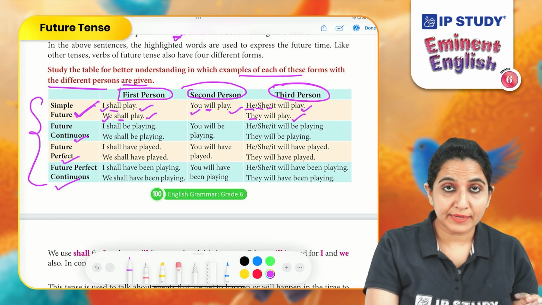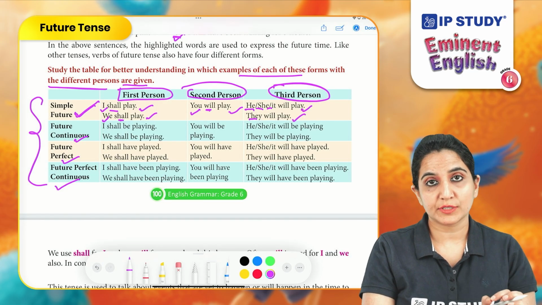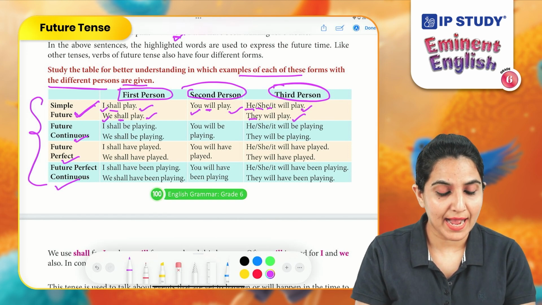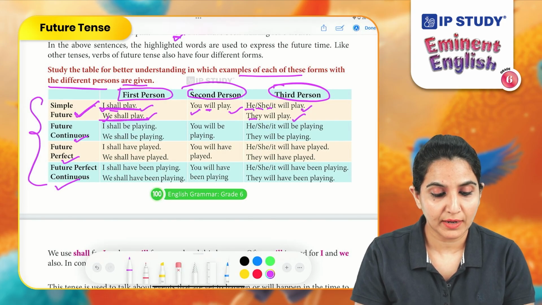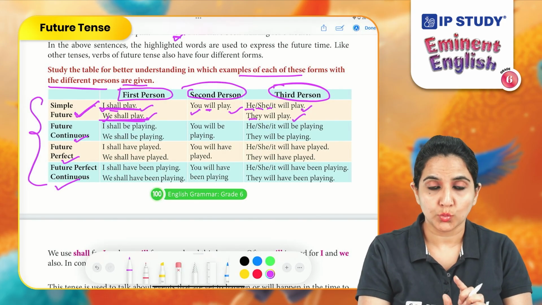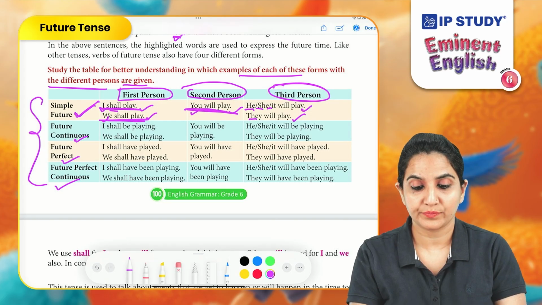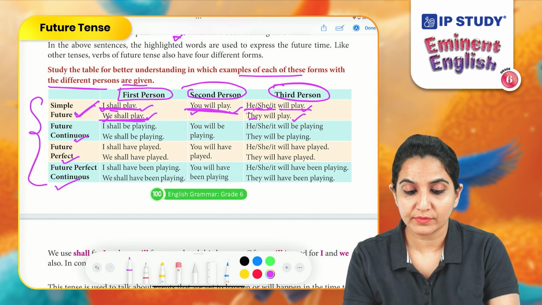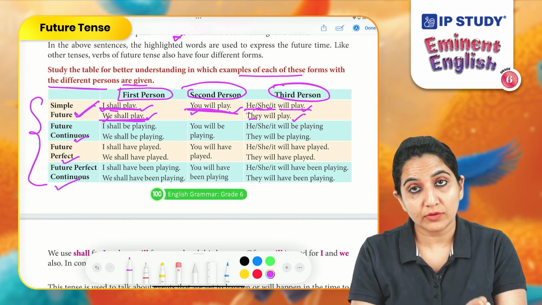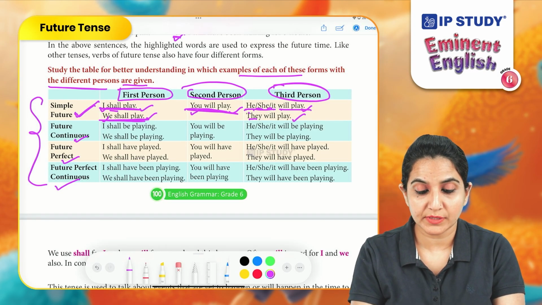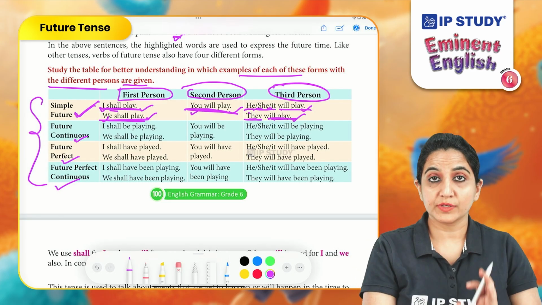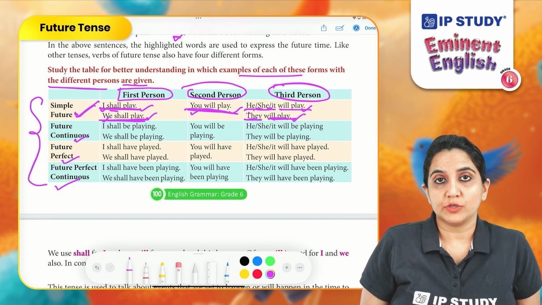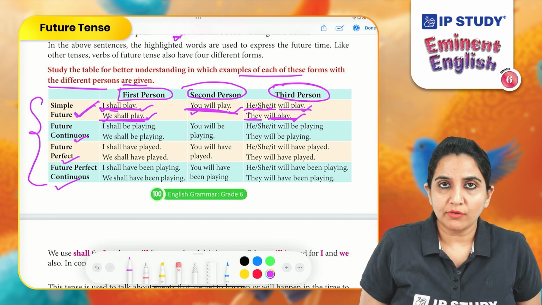Now, how do we use them differently in simple future tense? With the first person I and we, singular and plural, we use shall. I shall play, we shall play. With the second person, you will play. With the third person, he, she, it will play, singular or plural, both are the same. They will play. So with the first person, singular or plural, we use shall. With the second person and the third person, we use will. And we always use the base form of the verb.